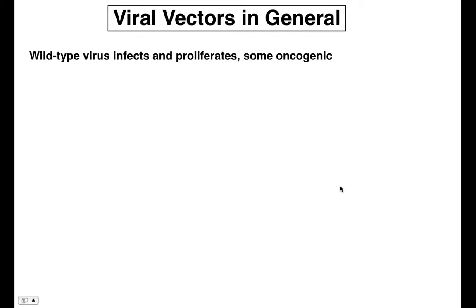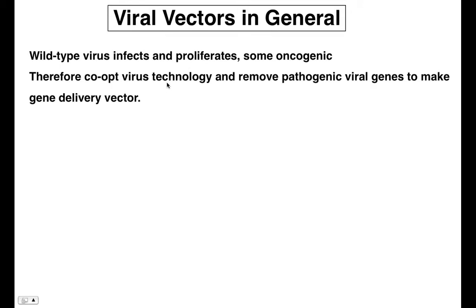Alright, so viral vectors in general. Wild-type virus will infect and proliferate. Some of them are oncogenic. So that gives us the idea that we can co-opt that virus technology and remove pathogenic viral genes to make a gene delivery vector. If they're defective, how do you grow them up?